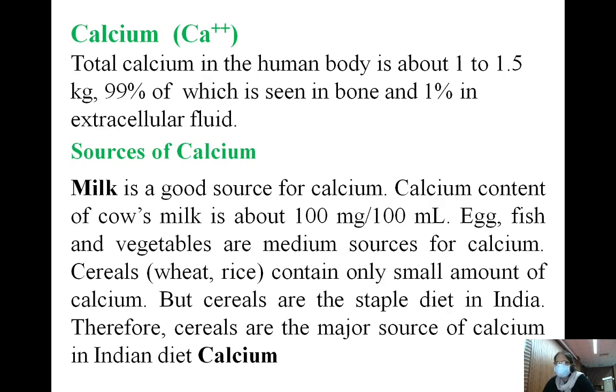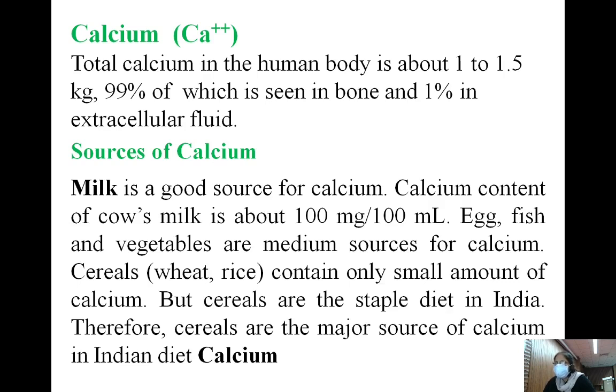Sources of calcium. Milk is a good source of calcium. Calcium content of cow's milk is about 100 mg per 100 ml, or 100 mg per deciliter. Egg, fish and vegetables are medium sources of calcium. Cereal, that is wheat and rice mostly, contains a small amount of calcium.